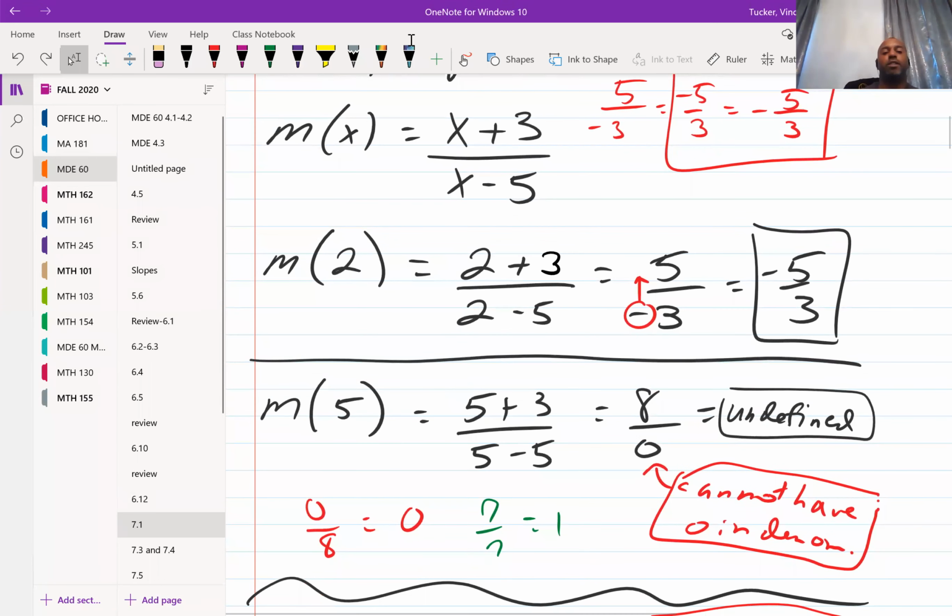Right. Next one, same problem, but let's say they ask you to find m of 5. Plug in 5 in both places that you see x, and we end up having 8 over 0, which is undefined.